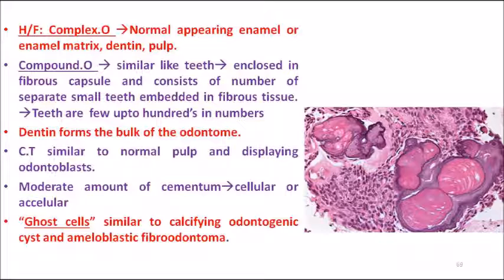And histologically, what you can see is ghost cell appearance. Ghost cells are seen in odontoma. Okay, you can see characteristic ghost cells histologically in case of odontoma. They are also seen in calcifying odontogenic cyst and ameloblastic fibro-odontoma.